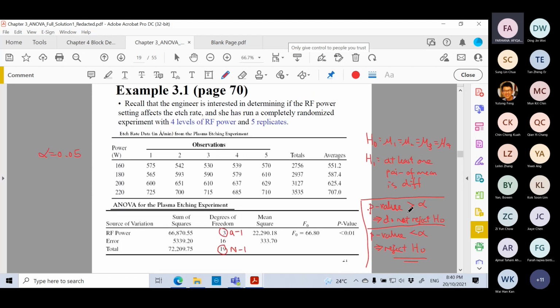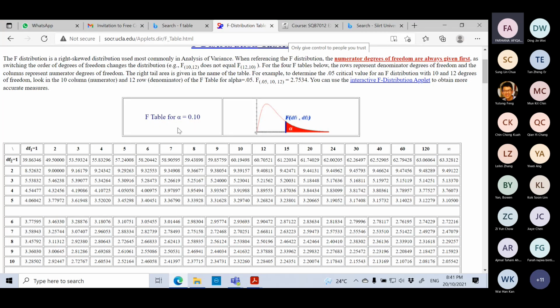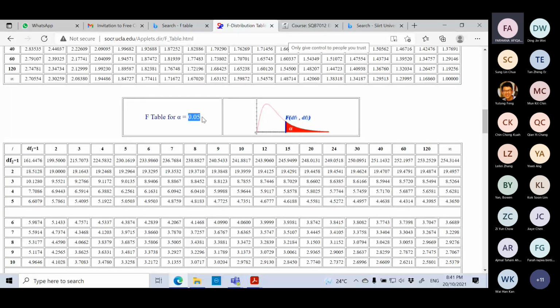One of them is based on the p-value here, if we set the alpha. If I want to use the F value, then for the alpha 0.05, I need to look for the value from the F distribution table. Just now I showed it to you. This one is a 10% alpha; we just want the 5%. This one is a 5% alpha.